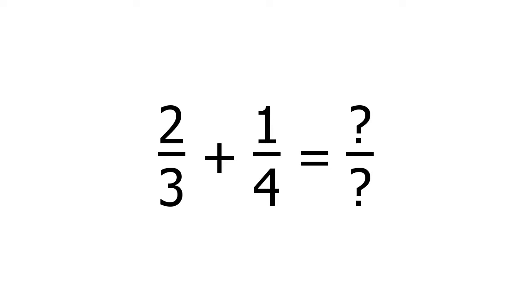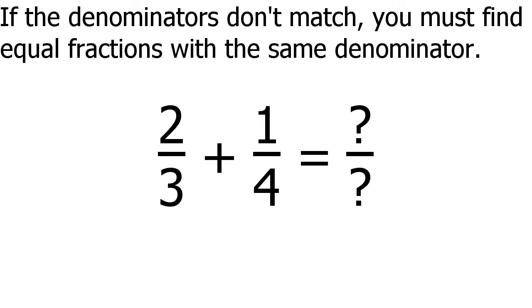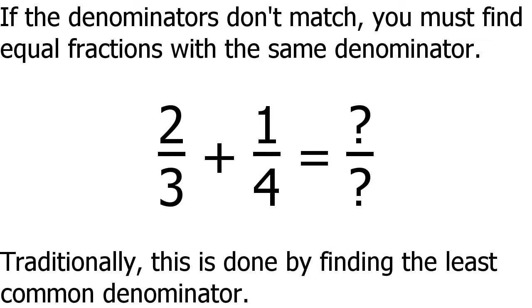Now let's consider an example with unlike denominators. Let's consider 2/3 plus 1/4. If the denominators don't match, you must find equal fractions with the same denominator. Traditionally, this is done by finding the least common denominator. As a side note, by traditionally, I mean the way I was taught in school.